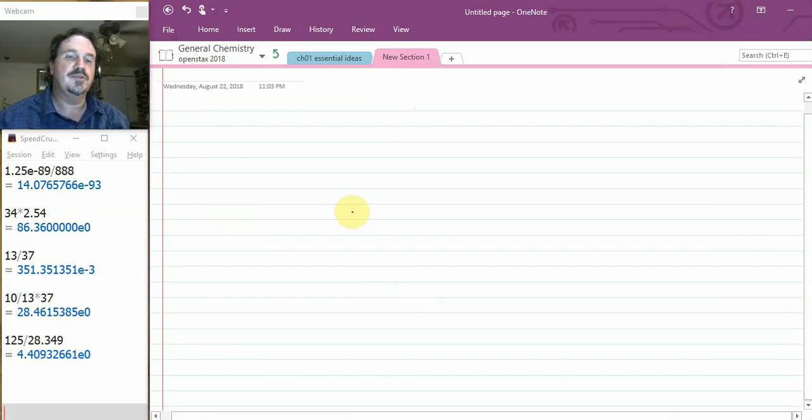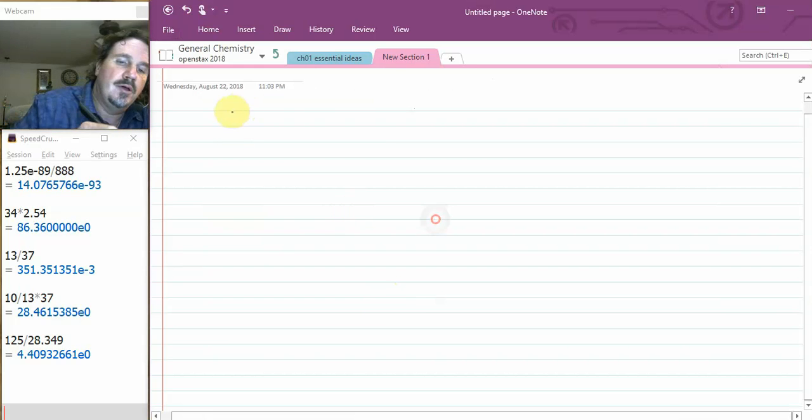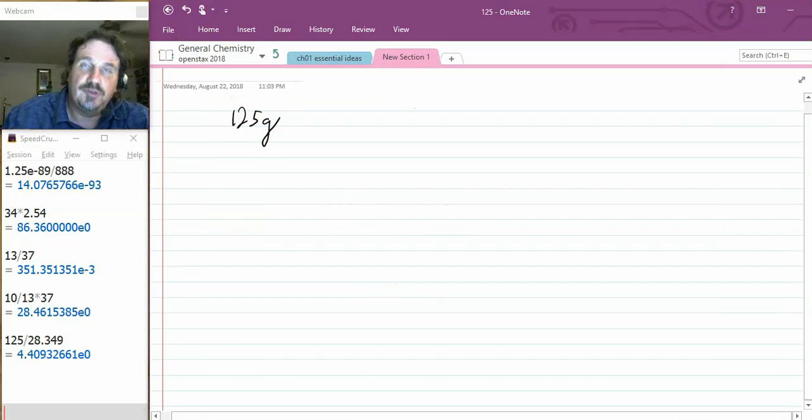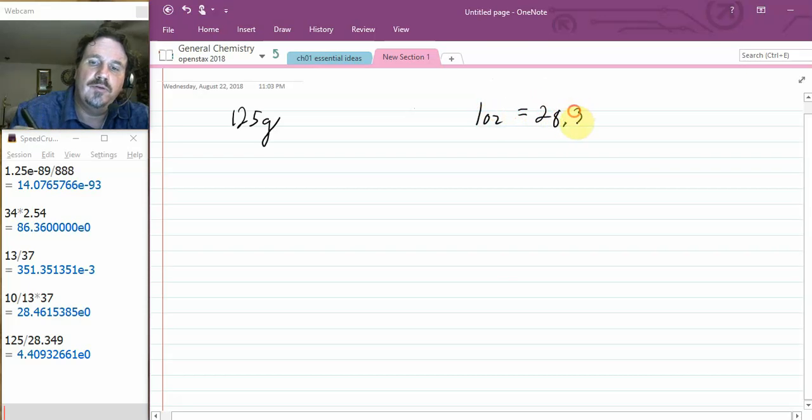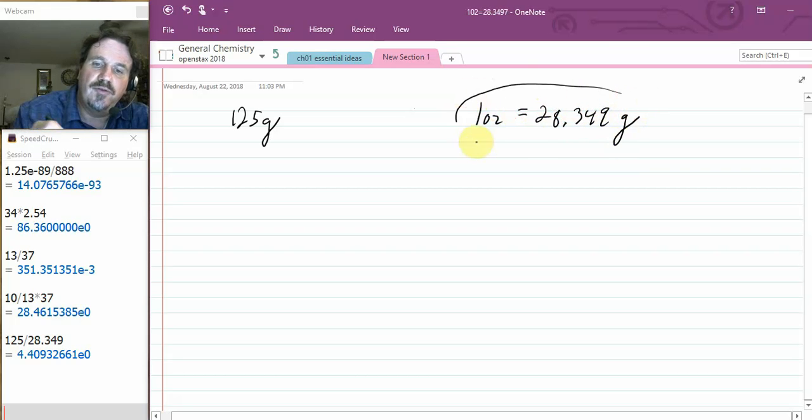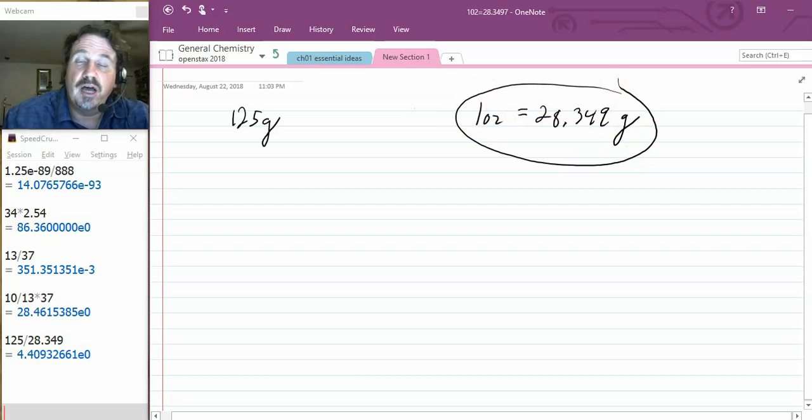So get a scrap piece of paper up here and let's write this down. All right, we're starting with something that's 125 grams. And then they also told us, or you could find in the table, that apparently 1 ounce is the same thing as 28.349 grams. Great, so there's my conversion factor. That's going to be the top and the bottom of my fraction.